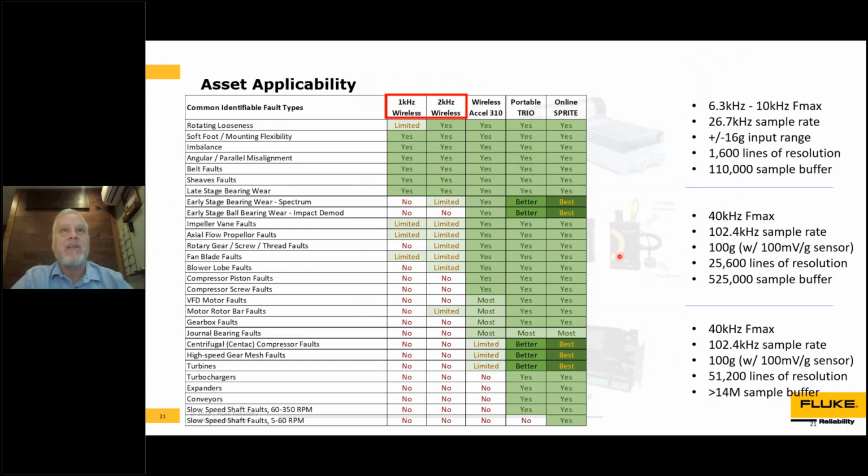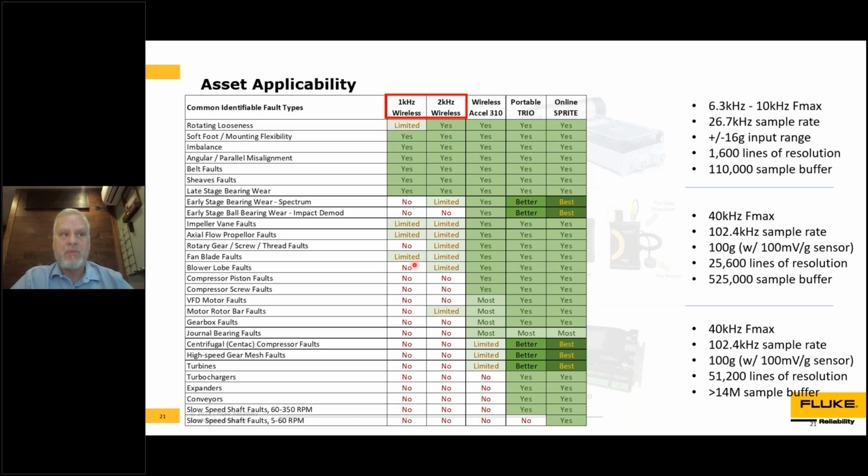This table was put together to showcase the differences between different kinds of accelerometers. On the left here are the 1 kilohertz, 2 kilohertz sensors, many of which are out there. They're the same kind of sensors that we see in our cell phones, but many have been applied to vibration sensors as well. They certainly have their limitations, as I mentioned, for machine motion kind of faults, soft foot, imbalance, angular parallel alignment issues, and work okay in that, but then they get very limited in what they can see for bearing faults, gear faults, load faults, compressor faults, things like that.